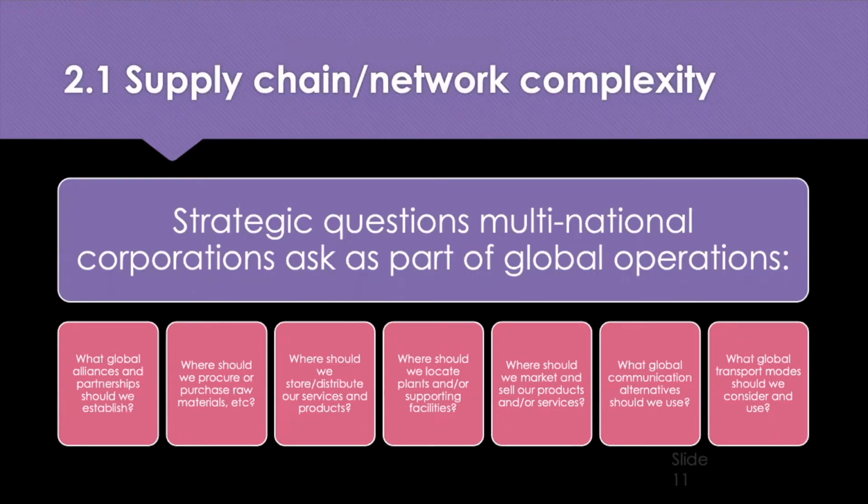So there are 7 key questions that multinational corporations should ask as part of global operations. What global alliances and partnerships should be established in order to improve the efficiency and effectiveness of our globalized network? Where in the world should we procure our raw materials, our semi-finished materials, our services, components, and so on? Where in the world should we store or distribute our services and products? Where in the world should we locate our plants and our support facilities to produce products and services to meet customer demand?